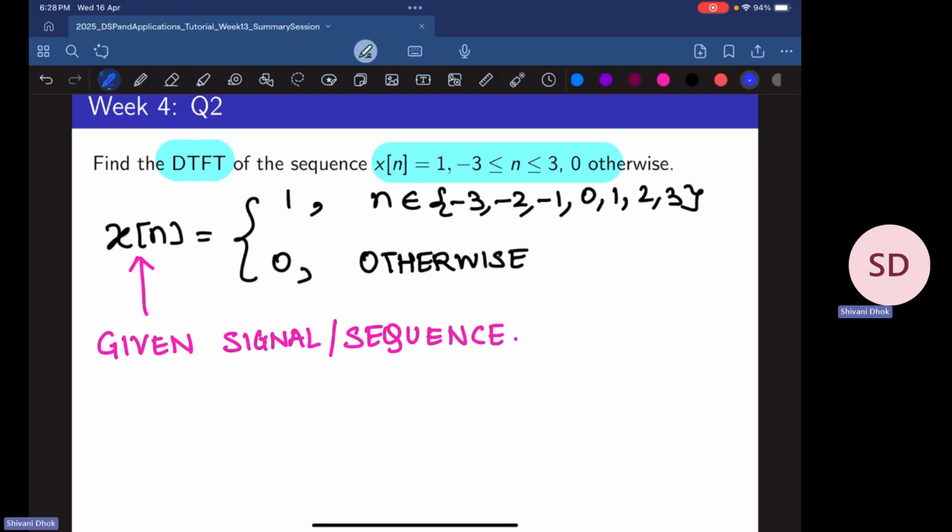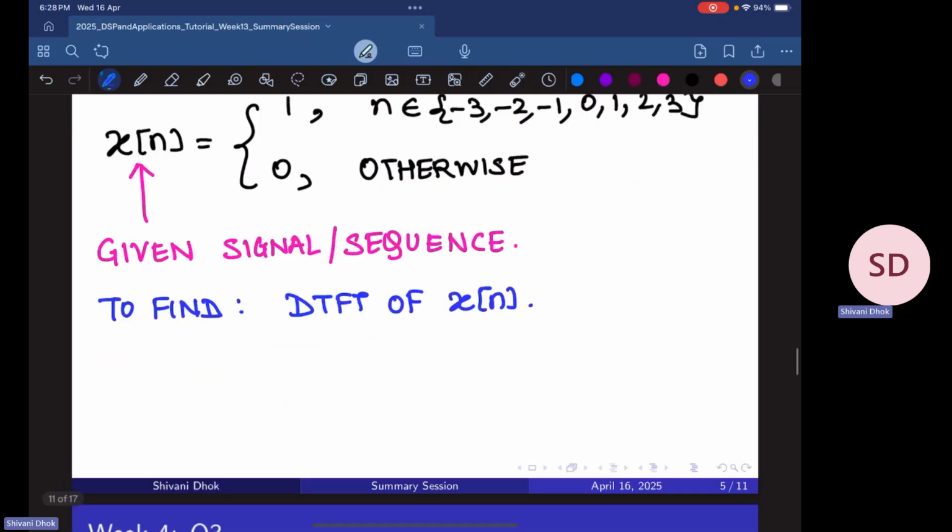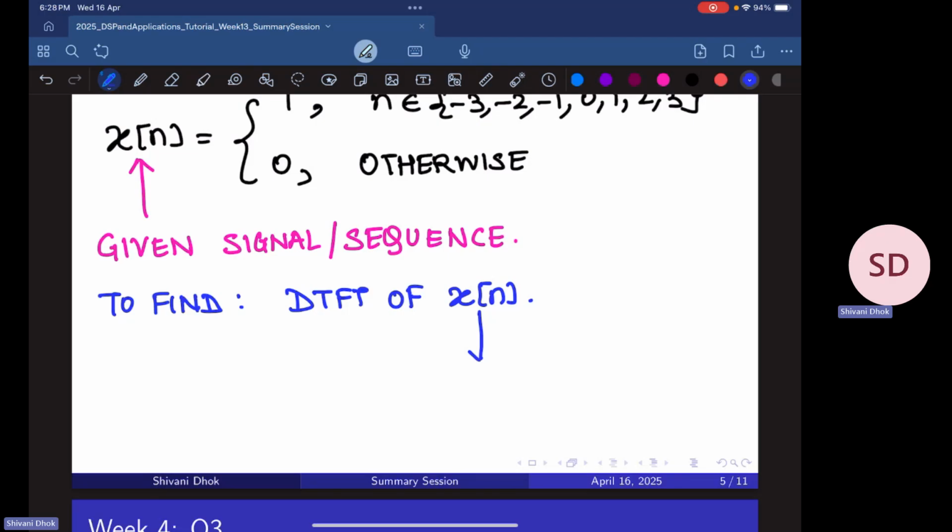And what we need to do? We need to find the DTFT of x of n. So let's say this DTFT is given by capital X of little omega.